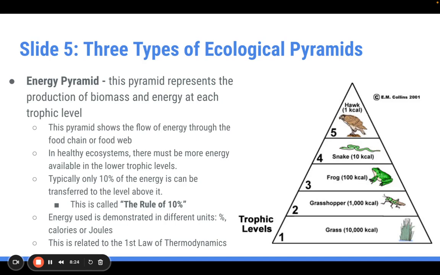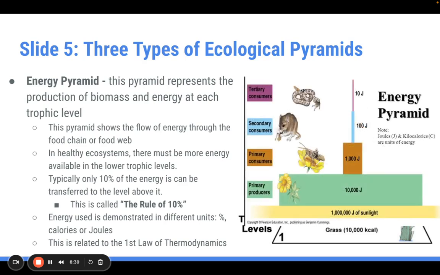Moving forward, it is also important to note that energy can be represented by different units. The first one is calories, which you can currently see on your screen. More specifically, kilocalories, using the prefix from the metric system. The second unit, which you can now see on your screen, is joules, which is represented by a capital J, and is also a unit of the metric system. Lastly, a percent sign can also represent a unit of energy in an energy pyramid.